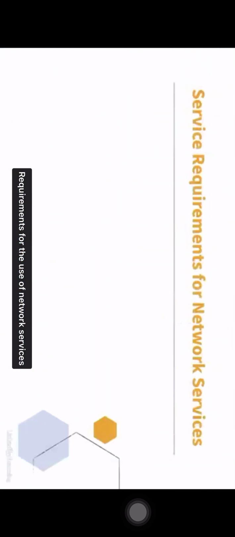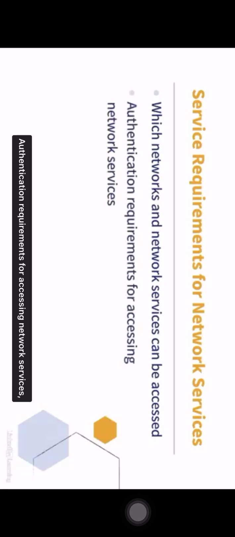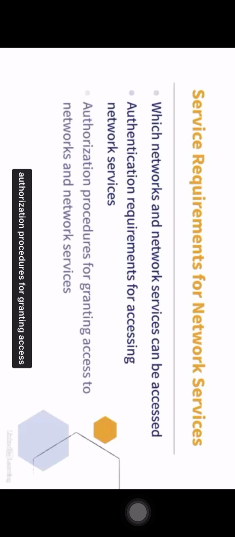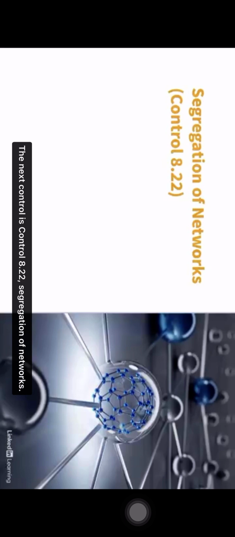Requirements for the use of network services could include which networks and network services are allowed to be accessed, authentication requirements for accessing network services, authorization procedures for granting access to networks and network services, and monitoring the use of network services. The next control is Control 8.22, Segregation of Networks.